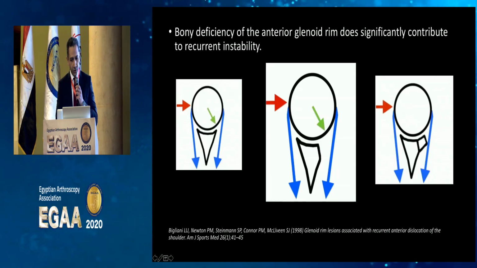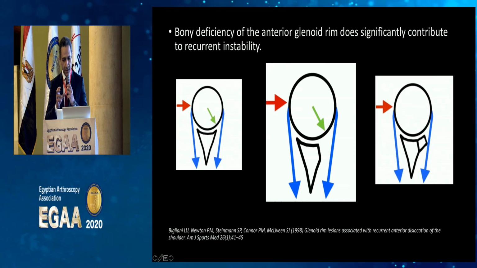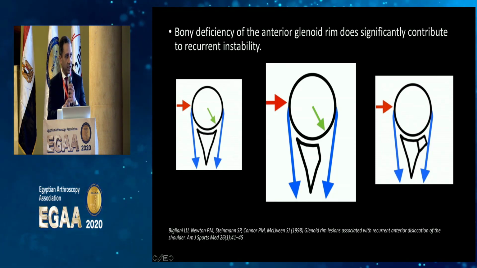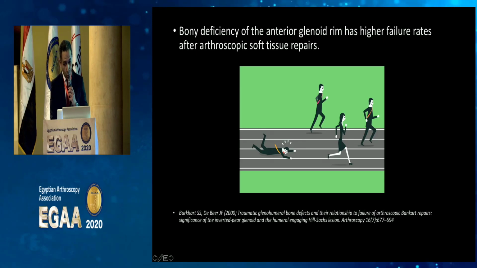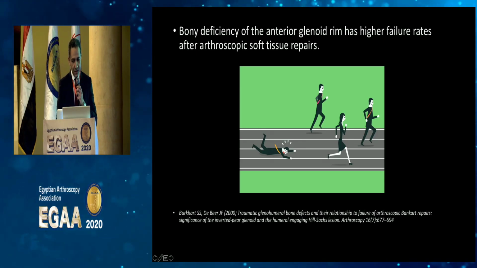Normally in a healthy shoulder, the translational forces don't exceed the compression force holding the head in the socket, or the glenoid. But when we have an anterior glenoid defect, the situation dramatically changes, and so we have to do something with this defect. We have to reconstruct it. Also, bony deficiency of the anterior glenoid rim has a higher failure rate after arthroscopic-only soft tissue management.